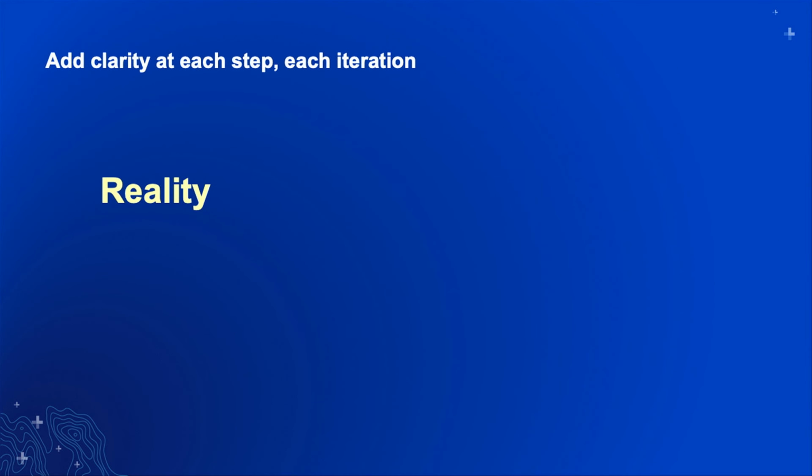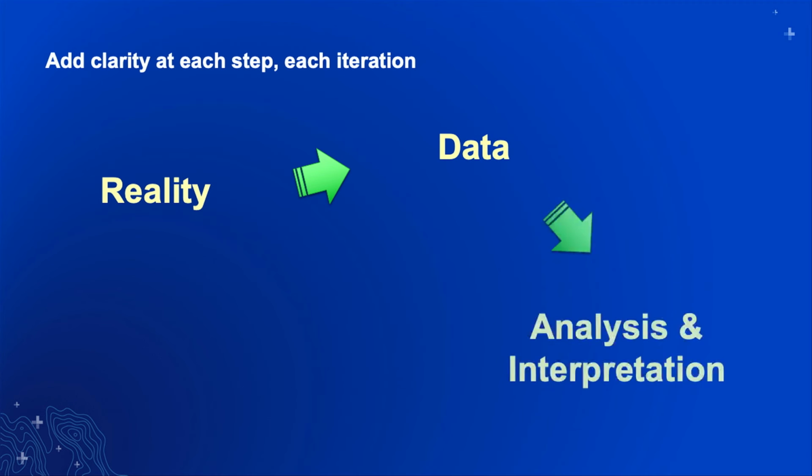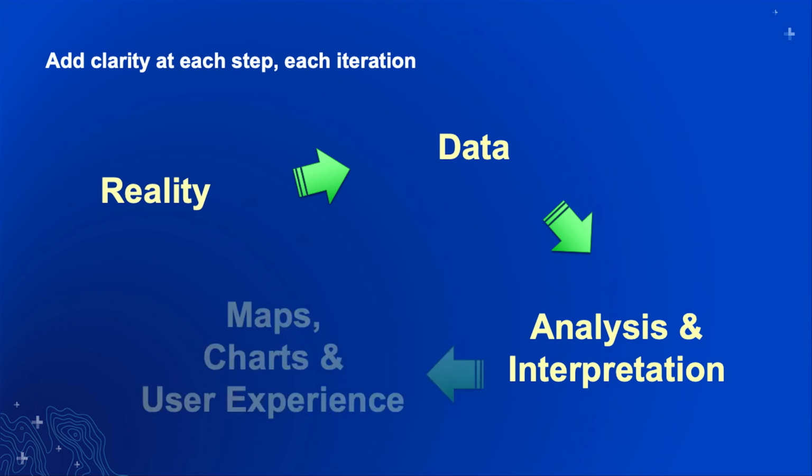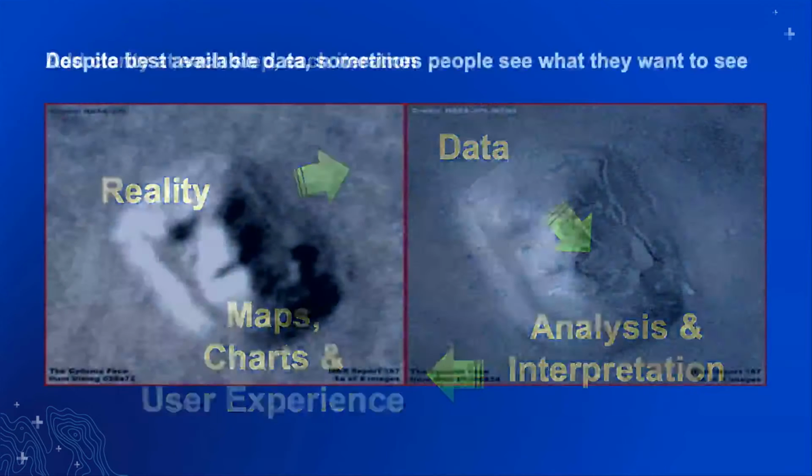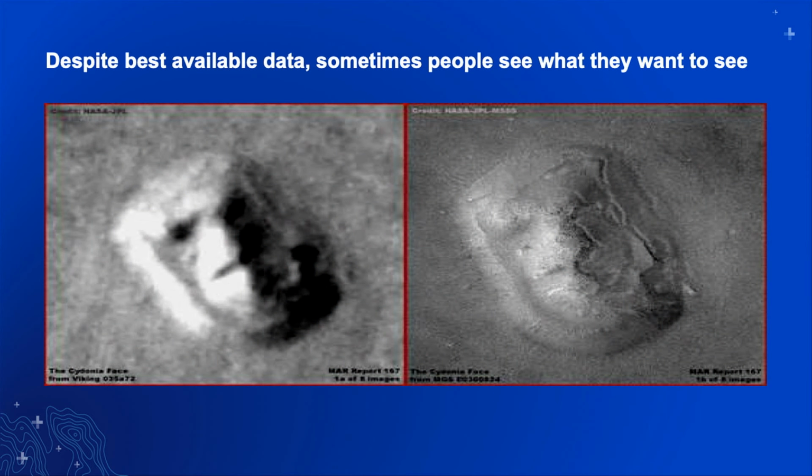Okay, let's talk about reality. How we use data to represent reality. We then analyze that data in GIS and other pieces of software, and we create maps, charts, and applications that deliver a user experience. We want to communicate something, and yet, even though we have the best data available at the time, like the image on the left, people still see what they want to see in the data sometimes, right? In this case, what do you see on the left?